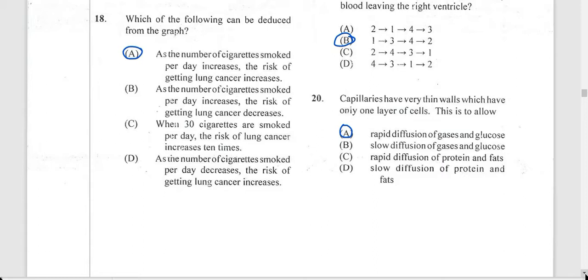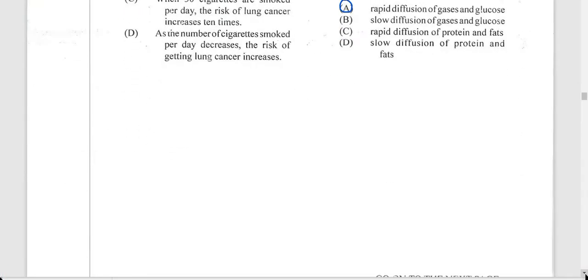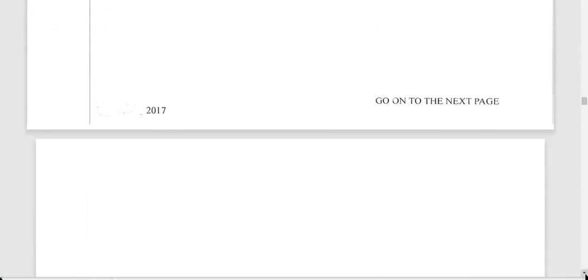For 20, capillaries have very thin walls which have only one layer of cells. This is to allow rapid diffusion of gases and glucose. So we selected A for our answer for question 20. Moving on to question number 21.